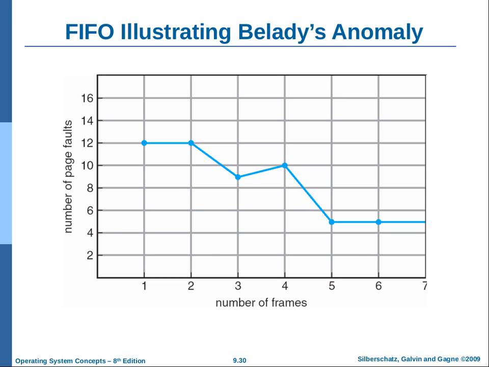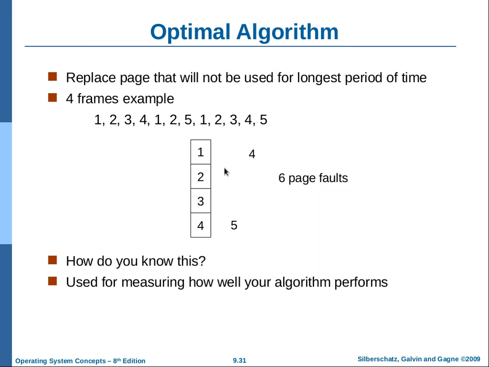So, an illustration of this anomaly. Basically, overall, yes, the number of page faults does decrease as the number of frames increases, but you're going to have these ups sometimes, where increasing the number of frames actually increases the number of page faults. So the optimal algorithm replaces the page used for the longest period of time. Now, optimal will just know in the future what you should replace.